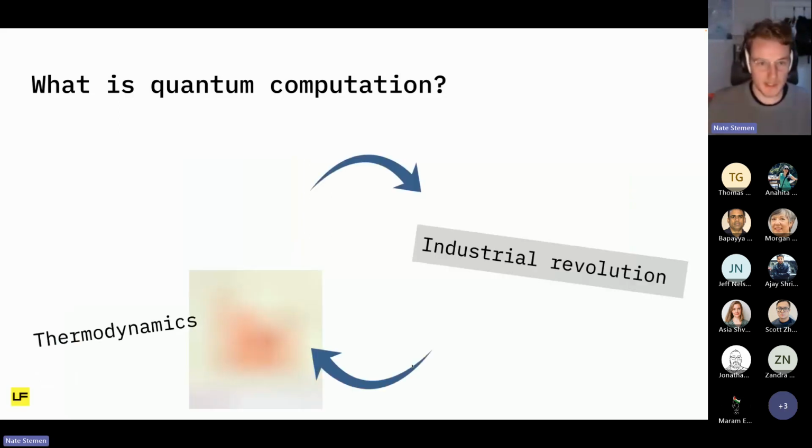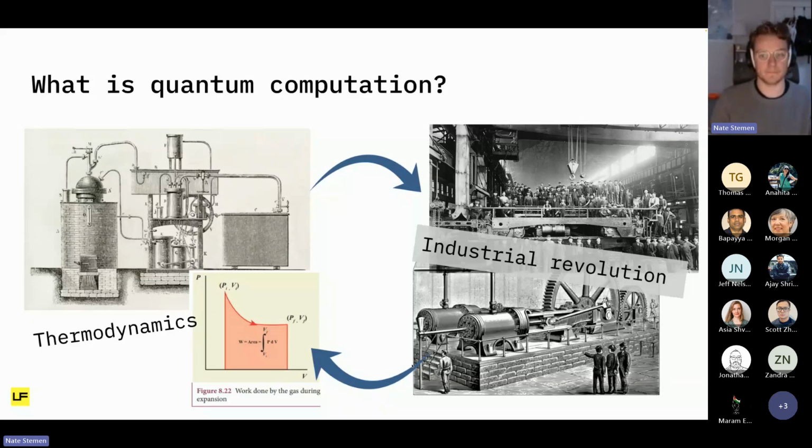So if we take a step back, I kind of want to give a little bit of historical context to what is quantum computation.